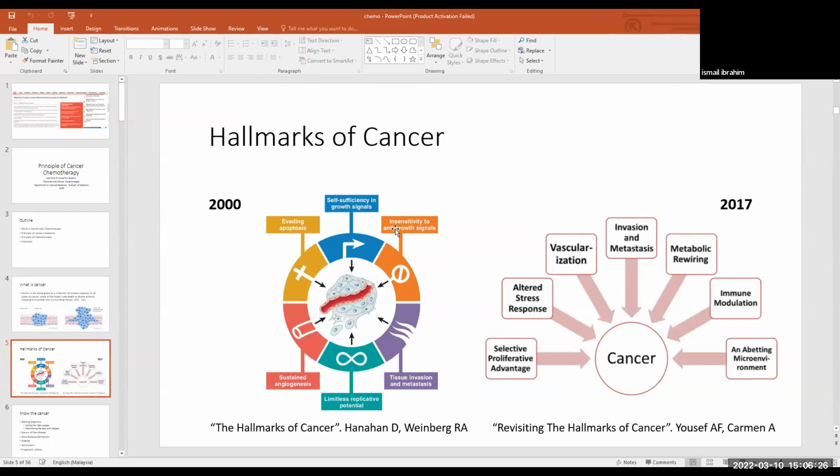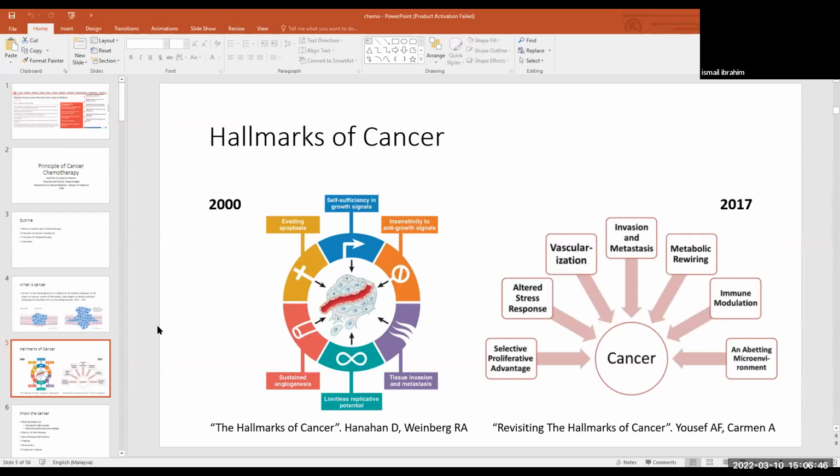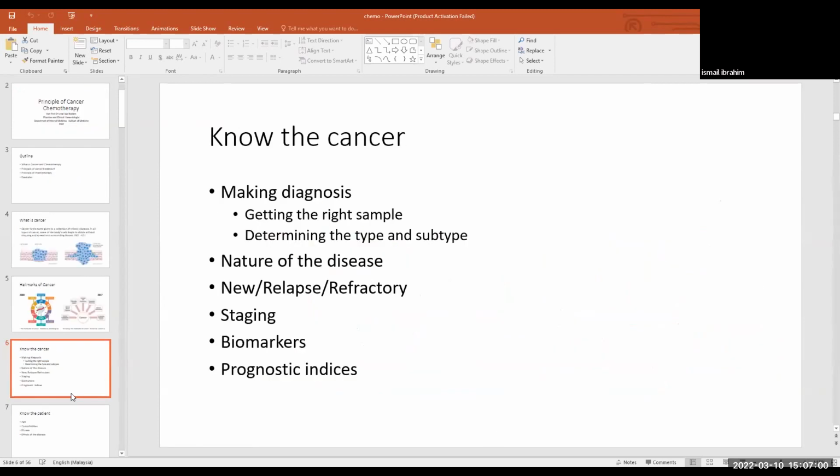As we all know, there are a few markers in our cells that limit the cell's life expectancy, so it will just die off after a certain duration. Anyway, just to understand, by knowing the cause of cancer, we can target that particular component or trigger that causes cancer in terms of our treatment. So it's very important, before we decide what chemotherapy or treatment to give to the patient, to know the cancer very well. The key point of giving chemotherapy is to know the cancer.